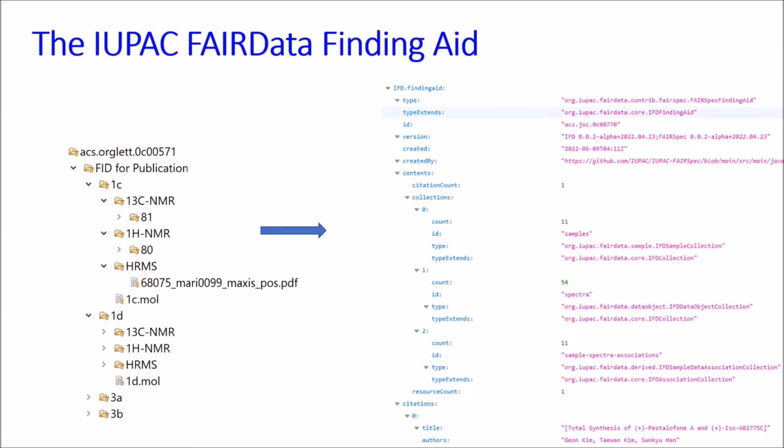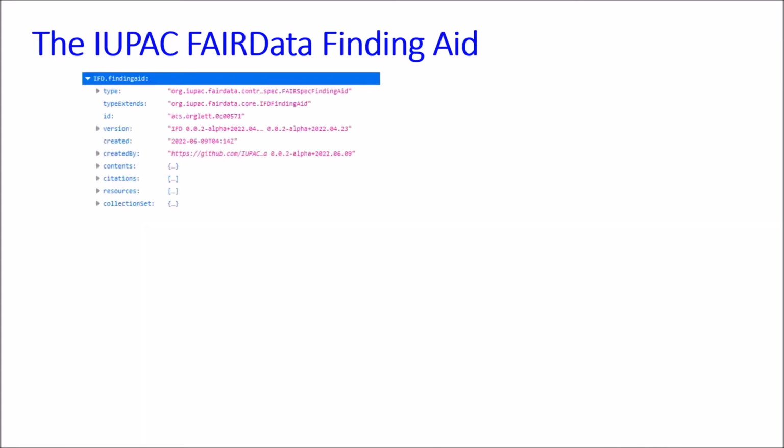And you can see that the collection itself, this particular one, has 3 collections. It has a sample collection, a spectral collection, and a sample spectra association collection in it. Just to go through the basics of where we're at right now with the finding aid, there's basically a header section that will describe exactly what we're looking at.